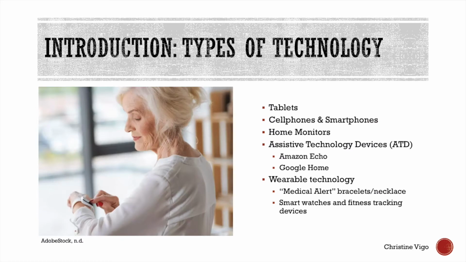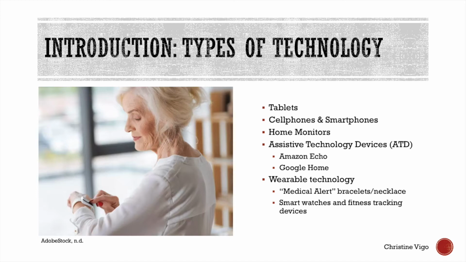There are a variety of technologies used to help seniors, and here are just some of the many devices. Tablets such as iPads with a touchscreen function are useful for video chatting, playing games, and watching videos. Cell phones and smartphones give seniors the ability to stay connected to loved ones and caregivers, as well as to call for help in case of an emergency.